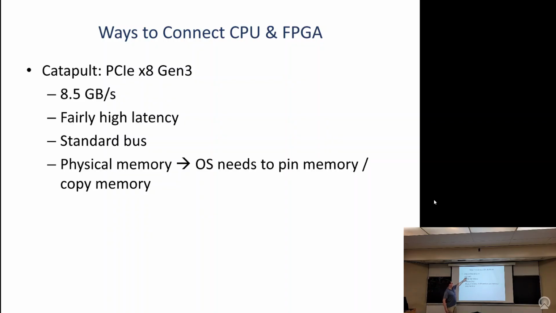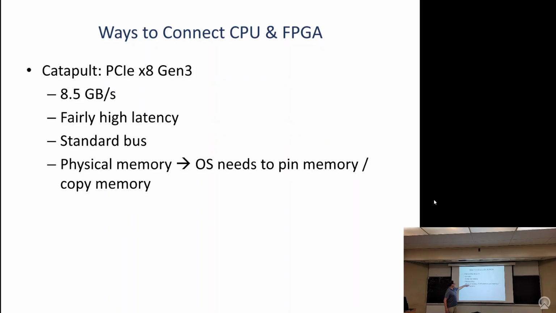PCI Gen 3 was 8.5 gigabytes per second. Gen 5 is, I think, 4 times that. So it's pretty fast. But it's also pretty high latency. And PCI Express uses physical memory. So that means your program running on a CPU is using virtual memory, which means you don't really know where it is, right? Like you ask for this memory address and a translation layer figures out where it is in DRAM. Or maybe it's in your cache or whatever.